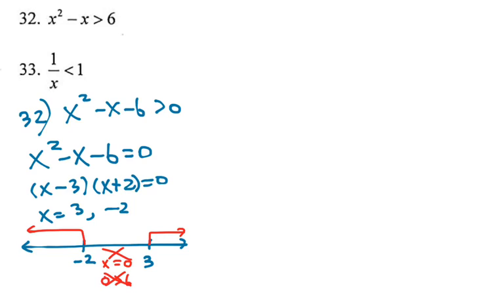And because of the inequality sign, I have to have an open circle on the boundaries. That will be my answer, but let's put that into set notation. So my answer here becomes the set of values of x such that x is less than negative 2 or x is greater than 3. That becomes my final answer.